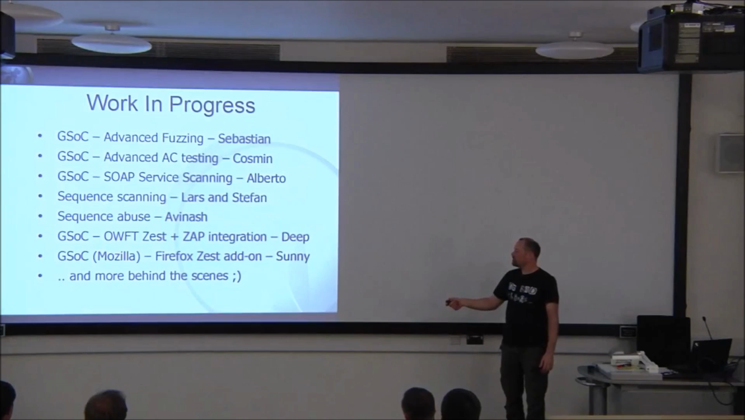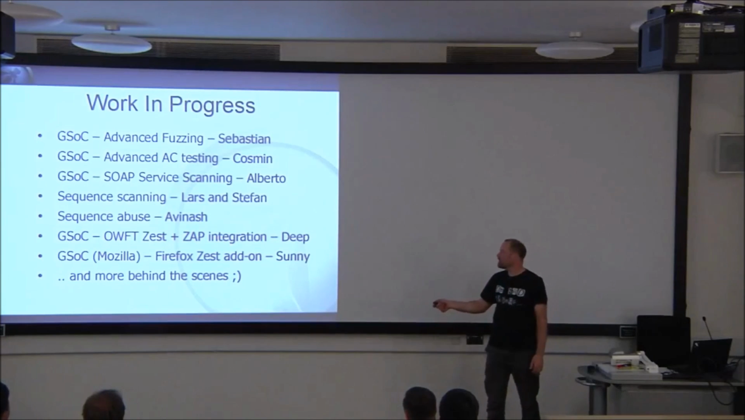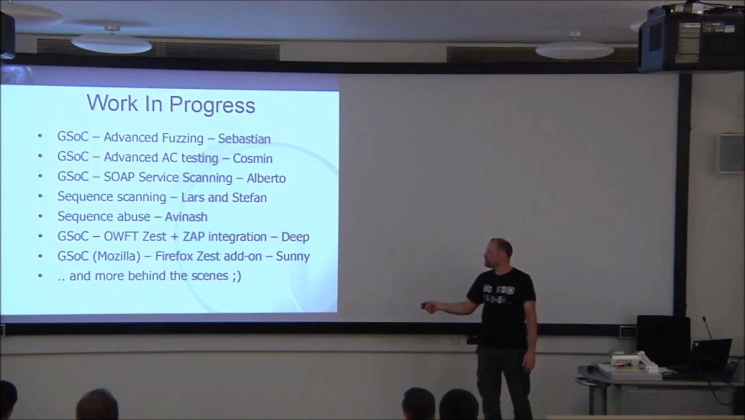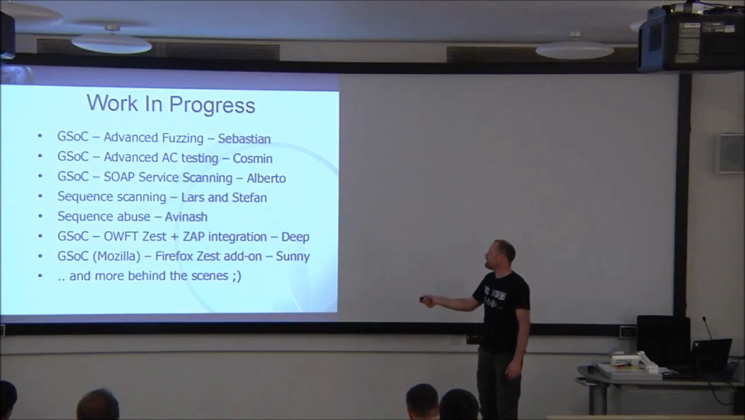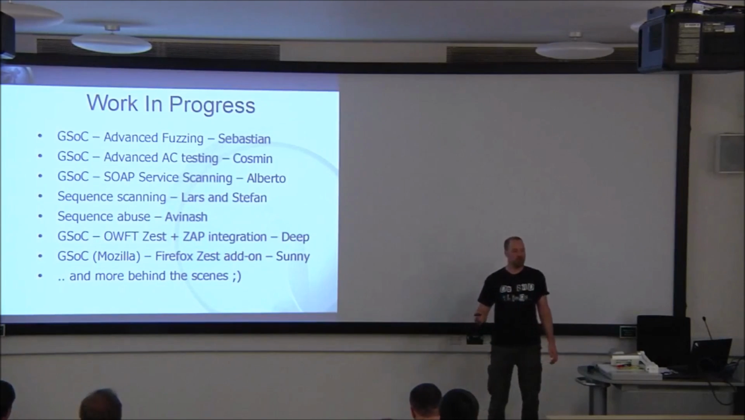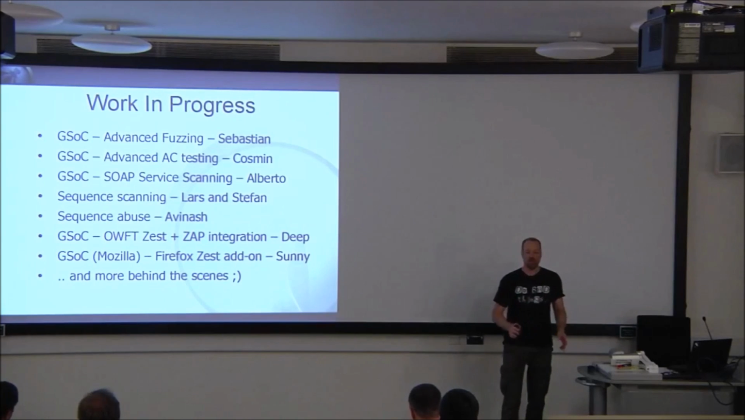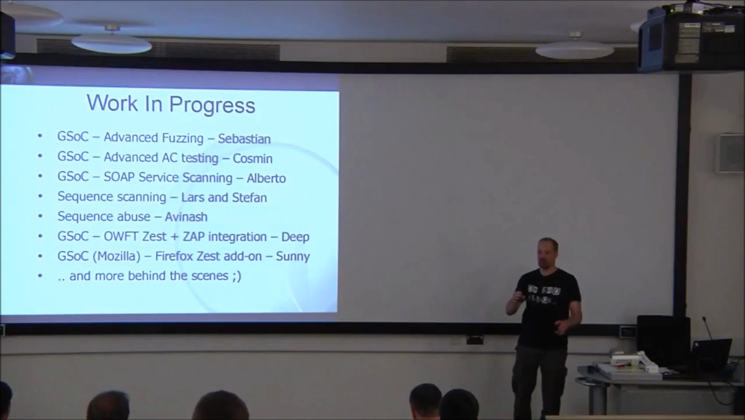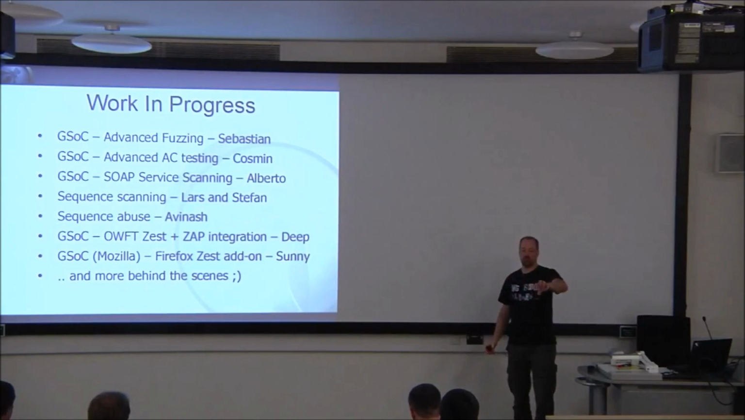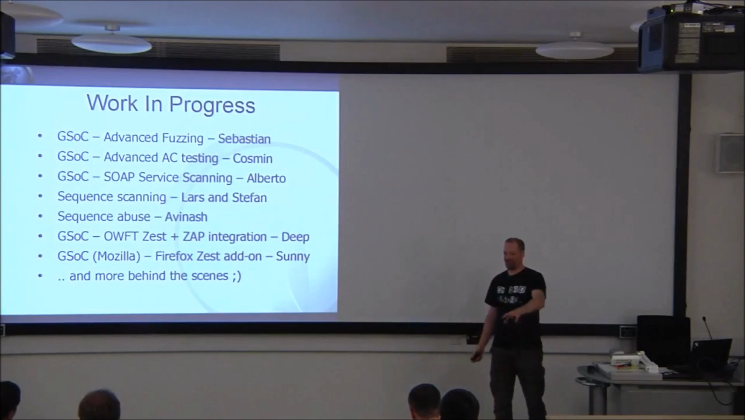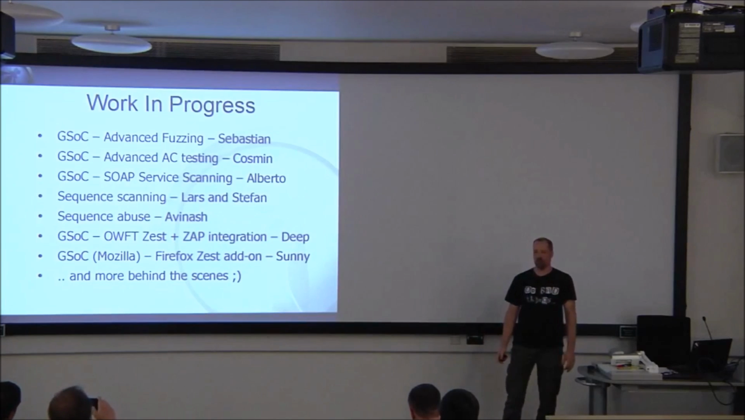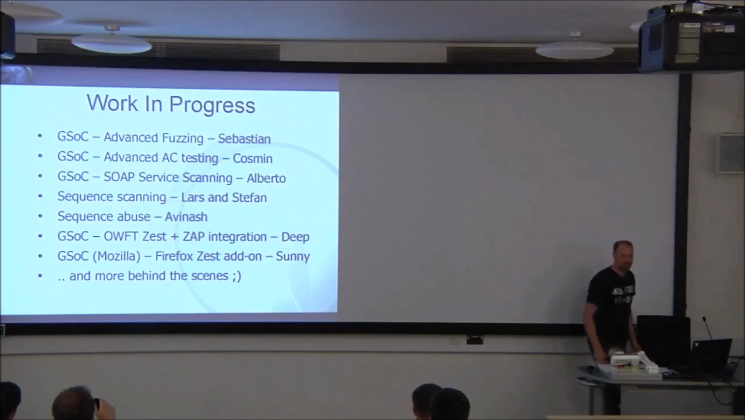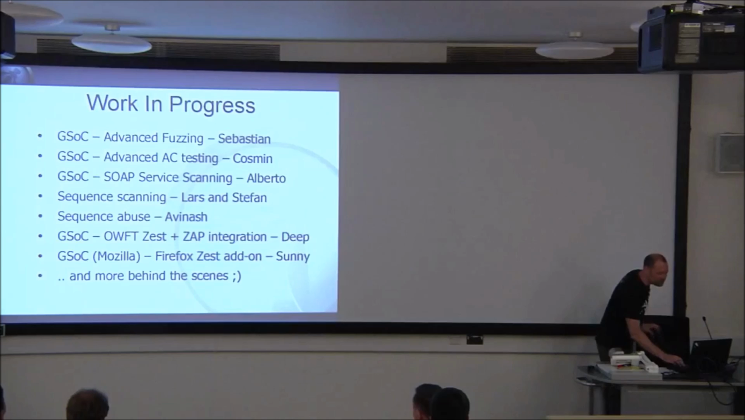A couple more Google Summer of Code projects, which aren't really directly ZAP related, or only slightly, but OWTF is adding both Zest and ZAP integration. And we've got a Google Summer of Code student working for Mozilla, which I've already mentioned, working on this Firefox Zest add-on. So that means you won't have to ask people to install ZAP. You can just say, download this add-on, press record, reproduce your vulnerability. Doesn't matter whether it's client or server side. And then we'll have a Zest script you can attach to the bug report or send off to the company and say, here's my proof. Here's how you reproduce the vulnerability. Really nice and easy. As I said, there is more stuff going on behind the scenes, just to let you know.